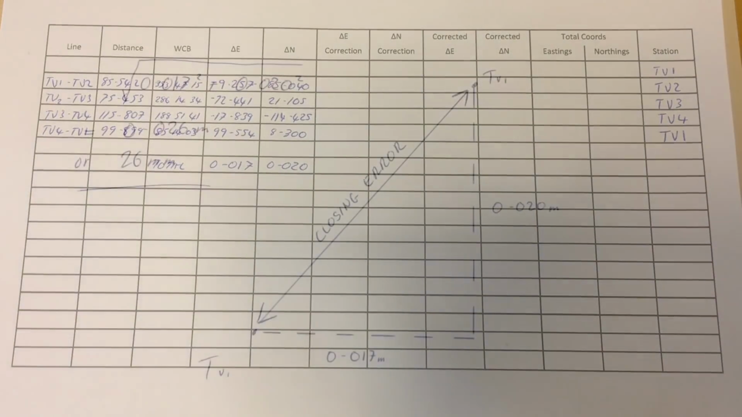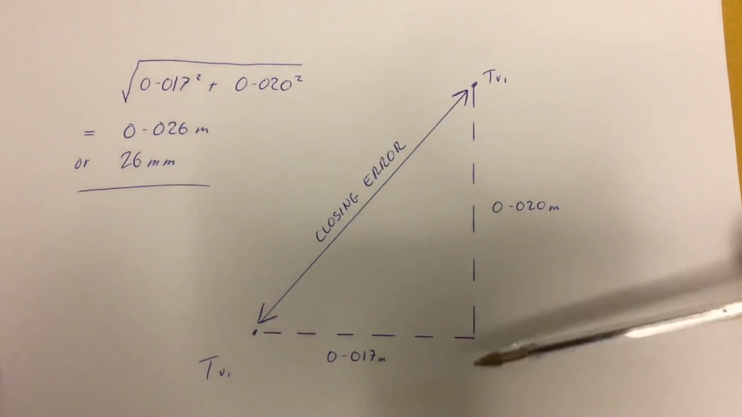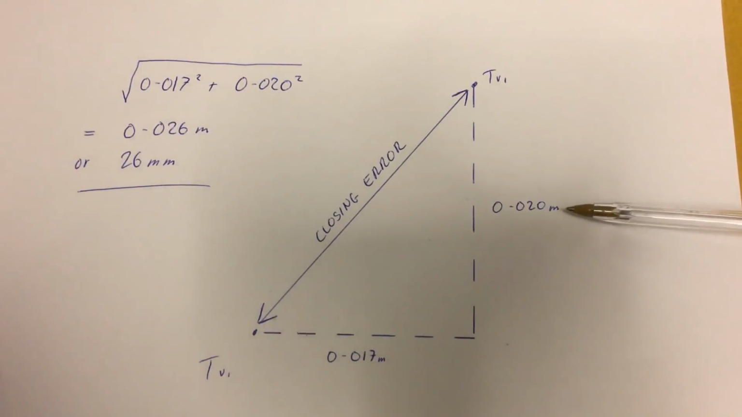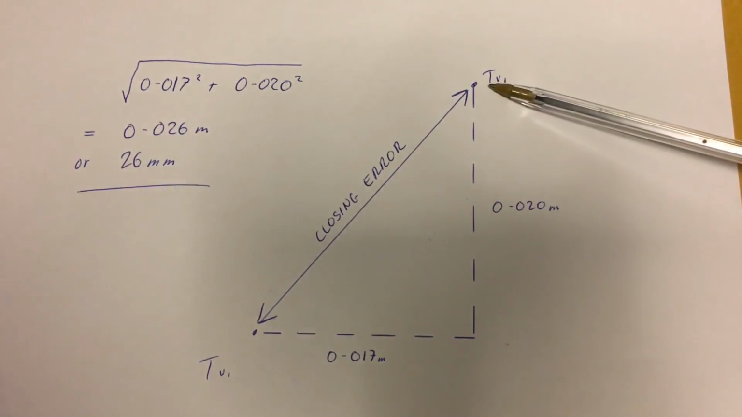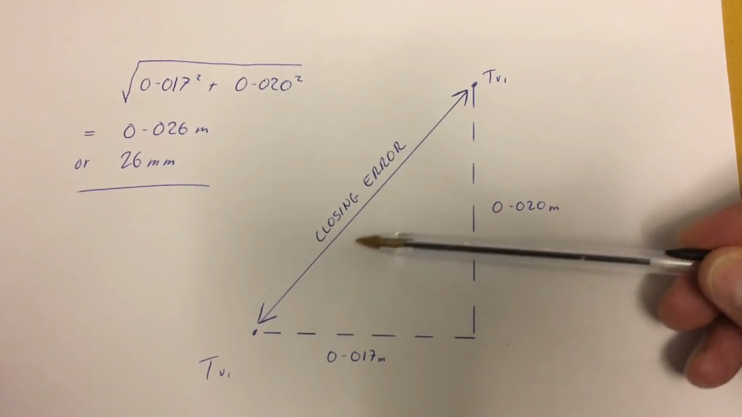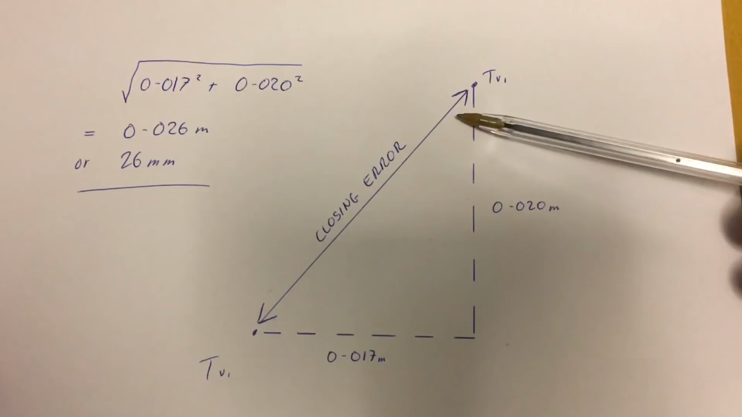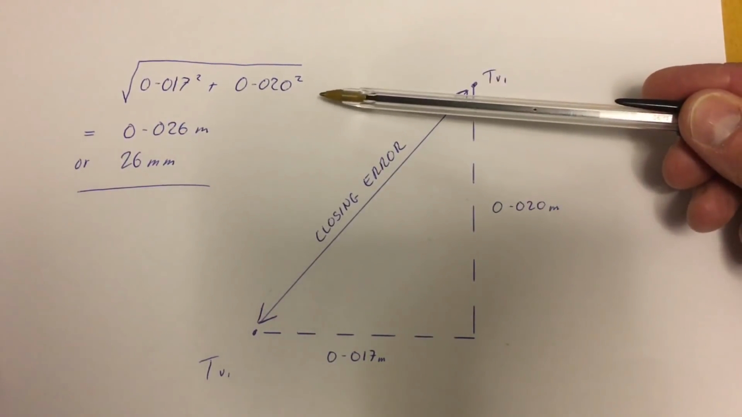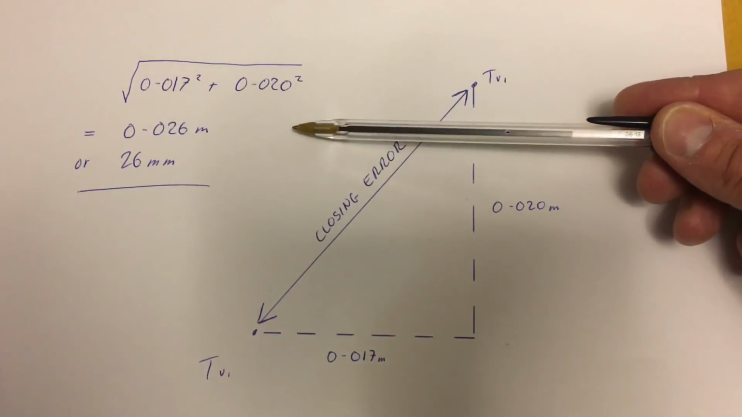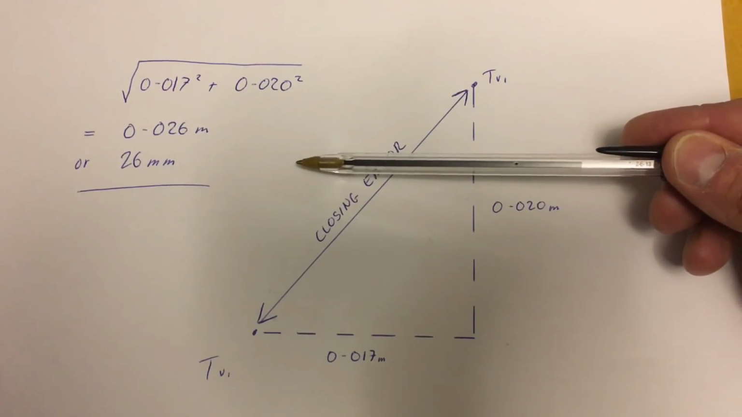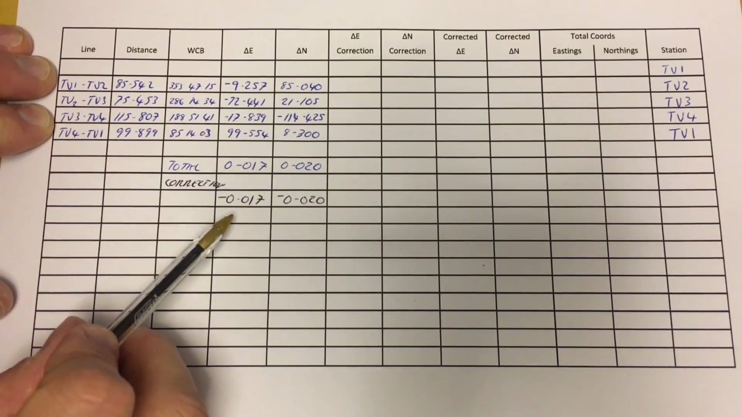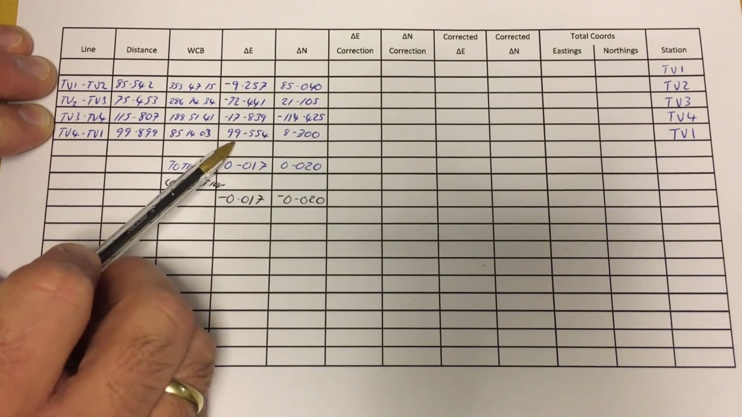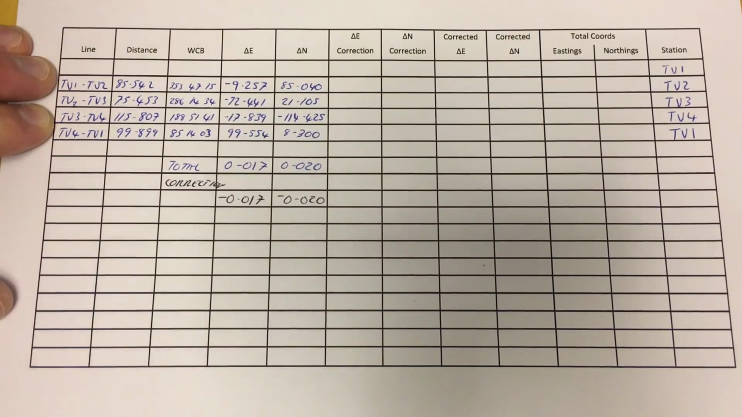So what does this mean? Well, if we have a look at this diagram, we can see our original position of TV1 to our measured position of TV1. And you can see that the differences on the Eastings and the Northings can be shown in a triangular format. By knowing our error allows us to calculate our closing error. And this is done via Pythagoras. Because the errors are both positive on Eastings and Northings, our correction will therefore be minus. So for our Eastings, we will apply a correction of minus 17 millimeters, and for our Northings, we will apply a correction of 20 millimeters.